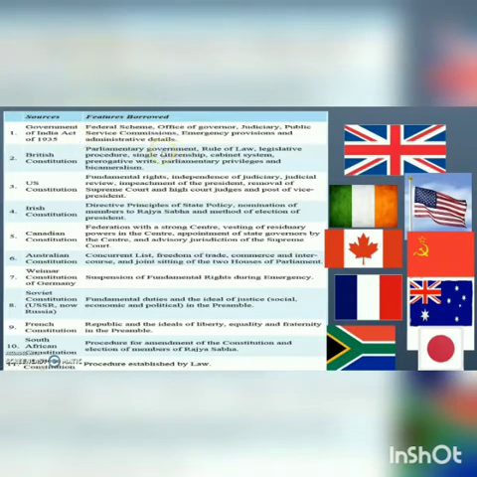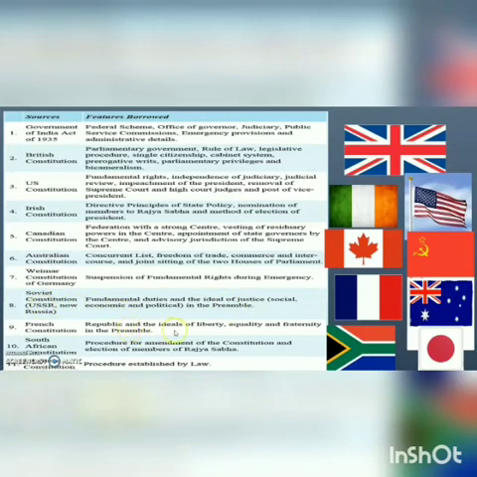Similarly, parliamentary government, cabinet system, rule of law, parliamentary privileges and bicameralism, we have taken from the British. Fundamental rights, independence of judiciary, judicial review, impeachment of the president, and removal of Supreme Court and High Court judges, we have taken from the US. Directive principles of state policy, we have taken from the Irish. Federation with a strong centre, we have taken from Canada, and the concurrent list from Australia. Suspension of the fundamental rights, we have drawn from Germany. Fundamental duties and the ideals of justice, we have taken from the USSR.